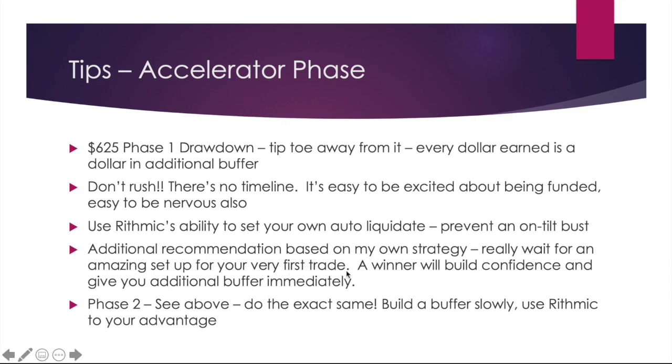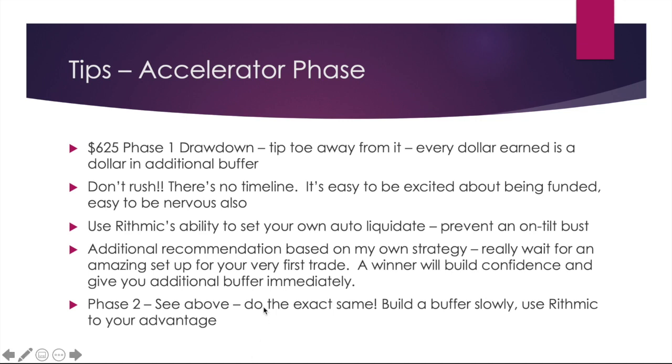Again, this is the accelerator, so the drawdown doesn't trail. So if you have a $200 winner on your first trade, guess what? Now instead of a $625 buffer, you have $825. That's like a 30% increase. That's a big deal. So do that. Really try to lock in a winner on your first trade. You're not in a hole, you don't have a smaller drawdown, etc.